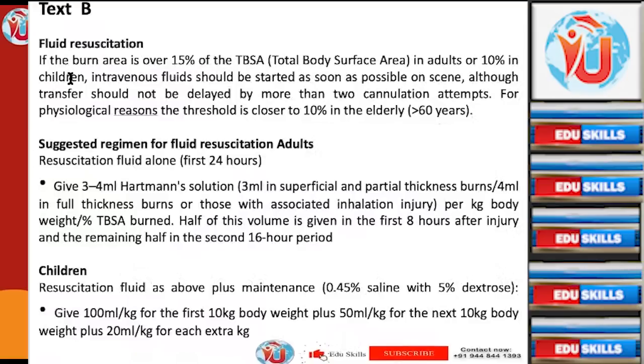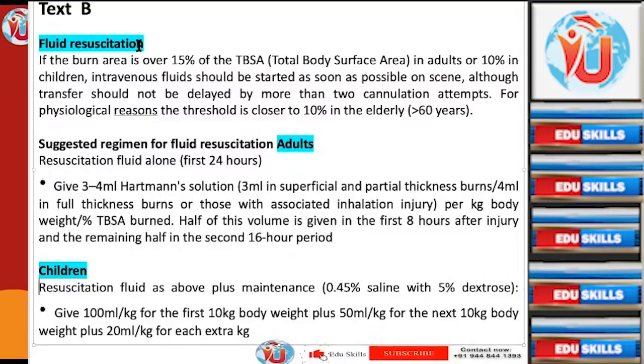Now, what are the important here? Fluid resuscitation. Such as regime for fluid resuscitation for adults. Then children. You know, these are very important. I understood this from the fluid resuscitation. It is treatment, right? I gave the heading treatment. Just I want to tell you, you can make your own heading. It's only for your understanding.